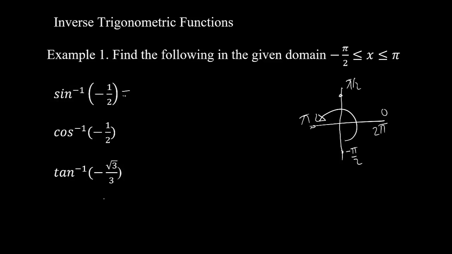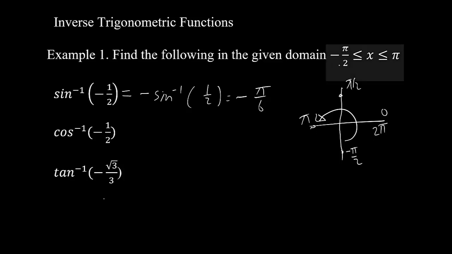We have seen in our previous example that sine inverse of negative half will give you negative sine inverse 1/2, and we know sine inverse 1/2 is at pi by 6. So then you get negative pi over 6, which is somewhere here. So it is within our given domain, so it is okay.